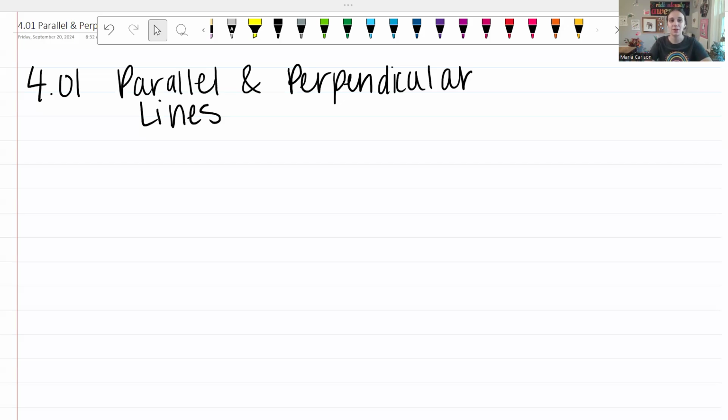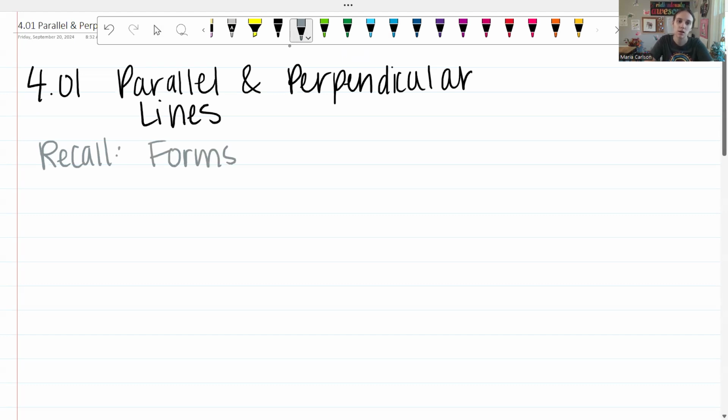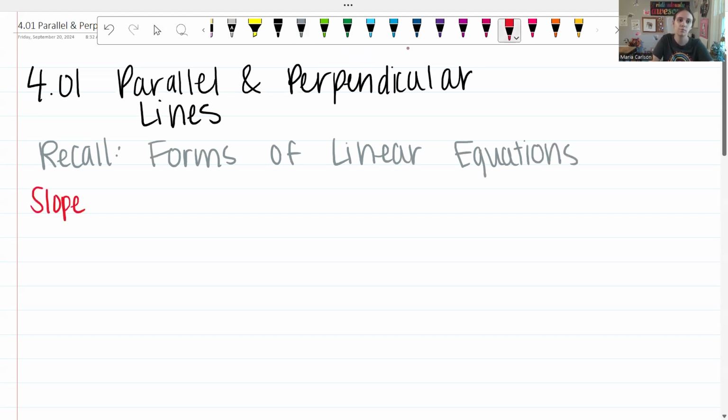Hi, everybody. In this lesson, I'm going to go through parallel and perpendicular lines. So we are going to start by recalling our forms of linear equations. So we have three forms, and those three forms are slope-intercept form, and slope-intercept form is the form y equals mx plus b.